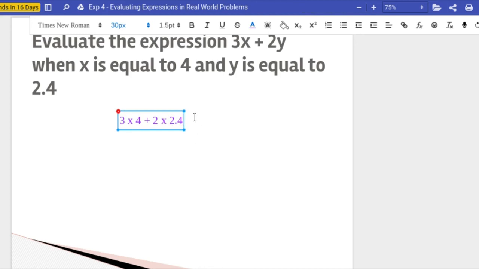All right, so I substituted the value of 4 in for x and 2 and 4/10 in for y, and then I'm going to follow the order of operations. So 3 times 4 is 12, and 2 times 2 and 4/10 is 4 and 8/10. And then I'm going to add those together, and I get 16 and 8/10. I hope that is what you got as well.